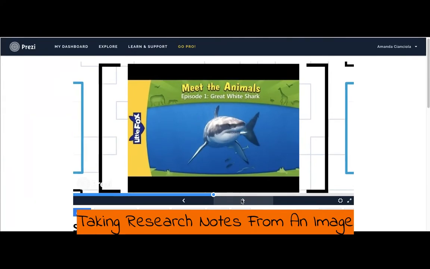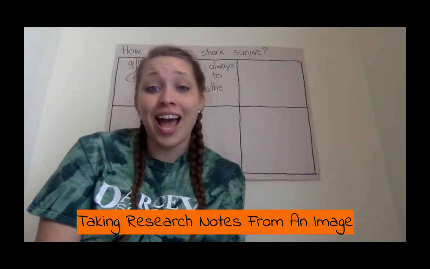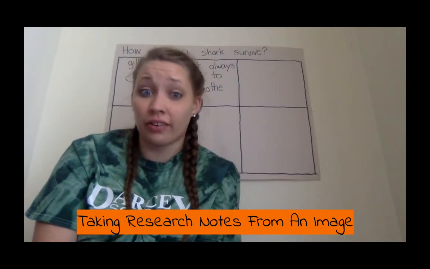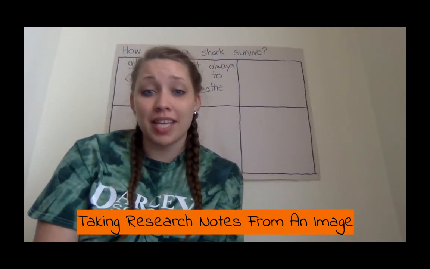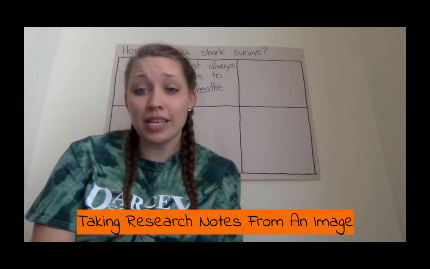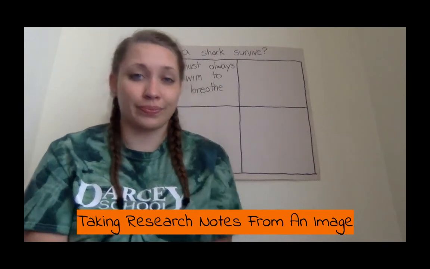There's the third video. Here is my image, a diagram of a great white shark. What do you notice? First, I noticed that sharks have very sharp teeth to help them catch and eat their prey, which is something that helps them survive. For this fact, I'm going to record it as a picture with a label.